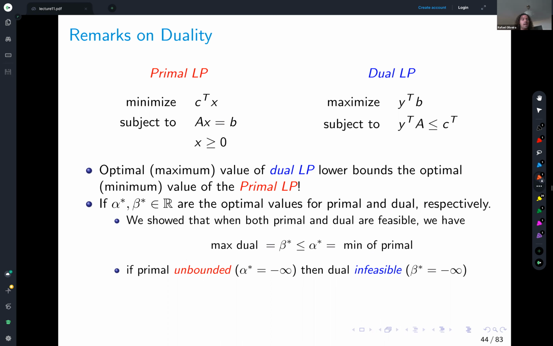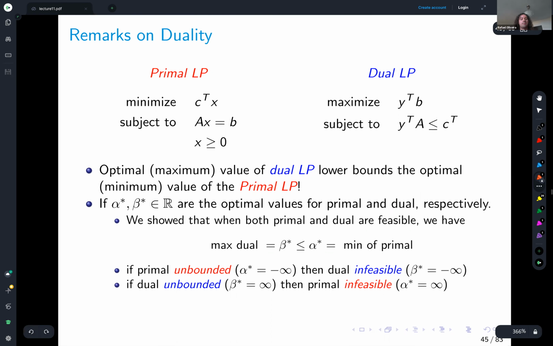Okay. So now, if the dual is unbounded, and here unbounded because it's a maximization problem, so if beta star is equal to infinity, then the primal is infeasible. Because if the primal were feasible, then the maximum is upper bounded by any feasible solution of the primal. So, okay.